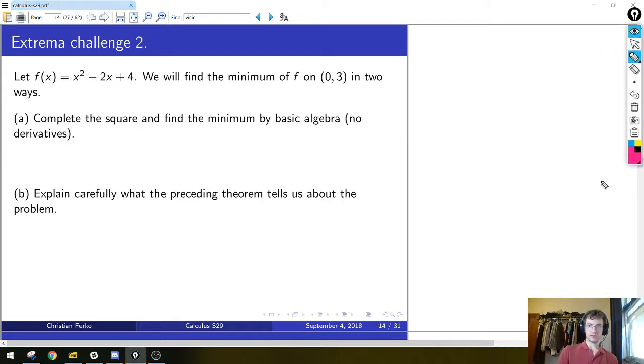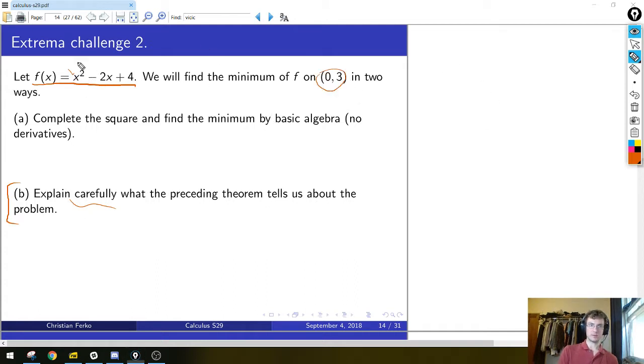Alright, so here's one where the theorem does apply. We have a function f, which is a parabola. We're going to find the minimum of this function on the interval from 0 to 3 in 2 ways, just to contrast how you do this in an algebra class. And then after doing it algebraically, I'm going to ask you very carefully to tell me what the theorem guarantees about this function, if anything, on this open interval.